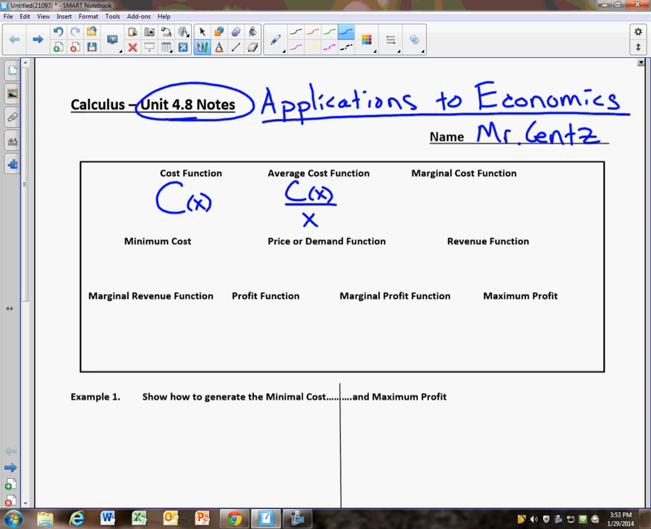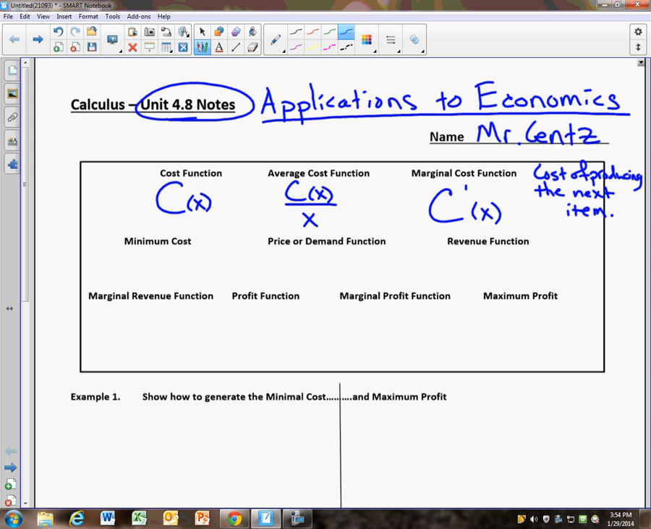The marginal cost we said was the cost of producing the next item. And the way we define that is that's basically your instantaneous rate of change at that given point. So it's C prime of x, or the derivative of the cost function.